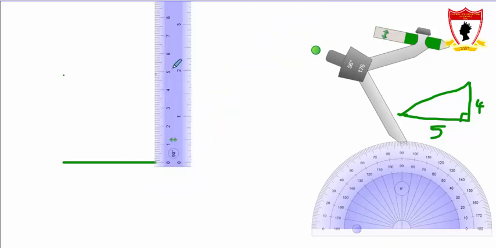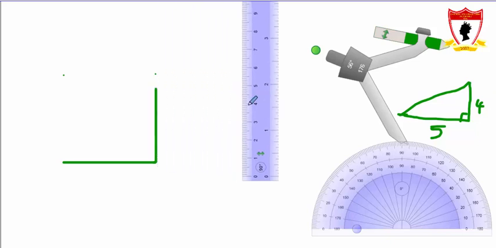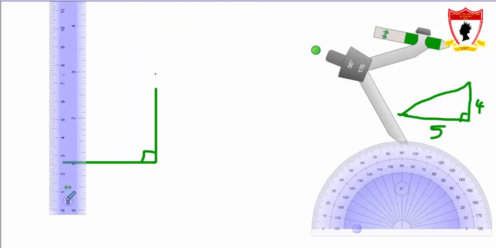Then starting from 0, we're going to mark an angle exactly 4 centimeters. There you go. Now we got two sides perfect. This is 90 degrees. By just joining this end to here, we will get the triangle.